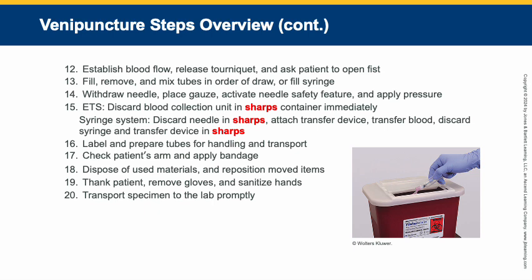Label and prepare the tubes right there at the patient's side for handling and transport. Check the patient's arm, make sure they're not still bleeding, and apply a bandage. Dispose of used materials and reposition the moved items. Put everything back. Thank the patient, remove your gloves, sanitize your hands, and take the specimens to the lab.